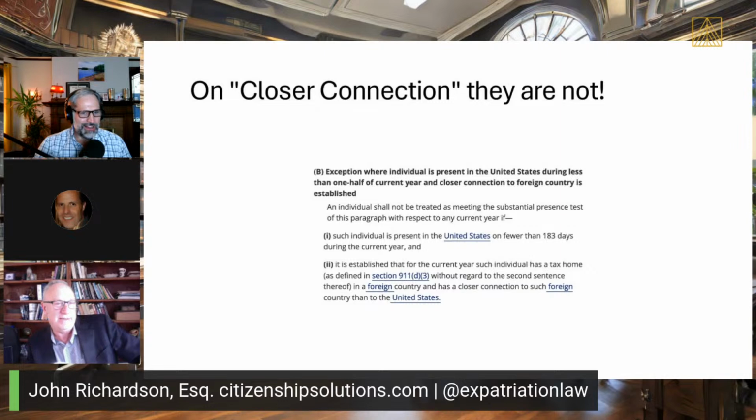Now, the next thing that is interesting is what they use to determine this. I emphasize again that in most cases, people are going to be tax residents, but I find it interesting that it's not a requirement here. Then they get into a bunch of stuff, okay? This idea of a tax home.